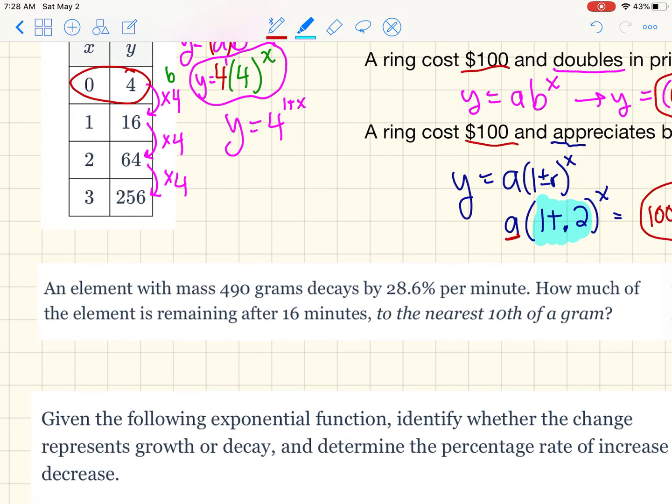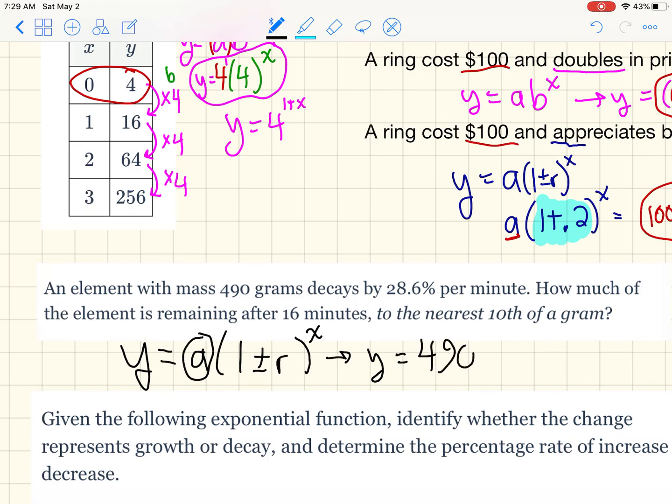Another delta math question. An element with mass 490 grams decays by 28.6% per minute. So how much is remaining after 16 minutes? So you're going to start with, I don't see the word doubling or tripling, so I'm going to use the 1 plus or minus r instead of a b, because I don't have a set doubling or tripling phenomena. Okay? The a is always what you started with, so it looks like we started with 490. To decay by 28.6 means you're going to take 100% and subtract 0.286.